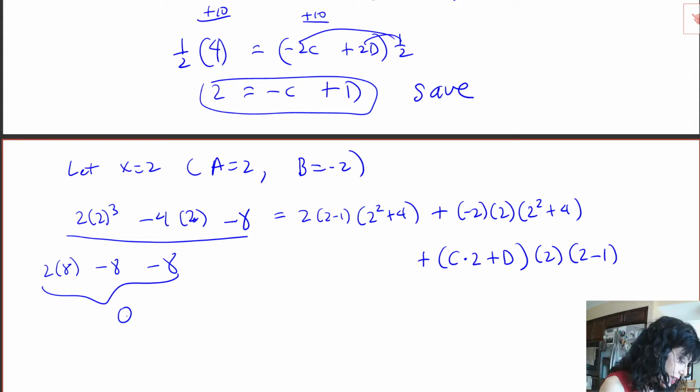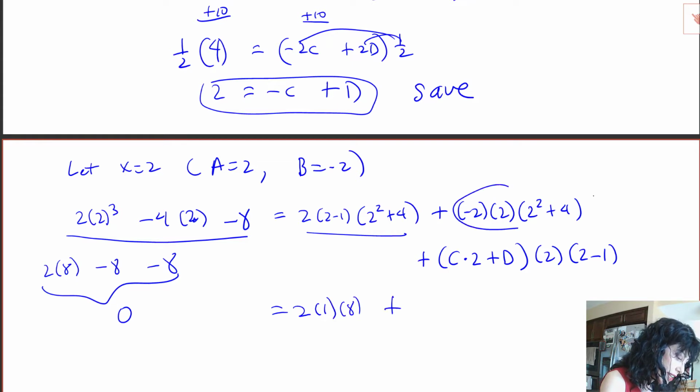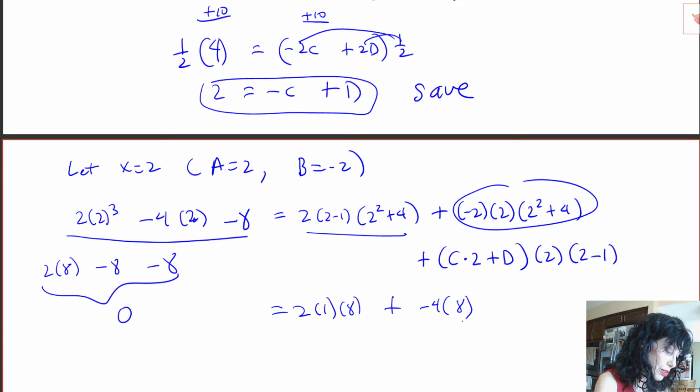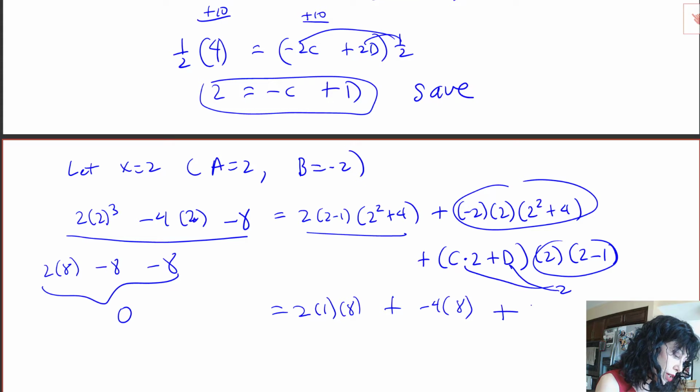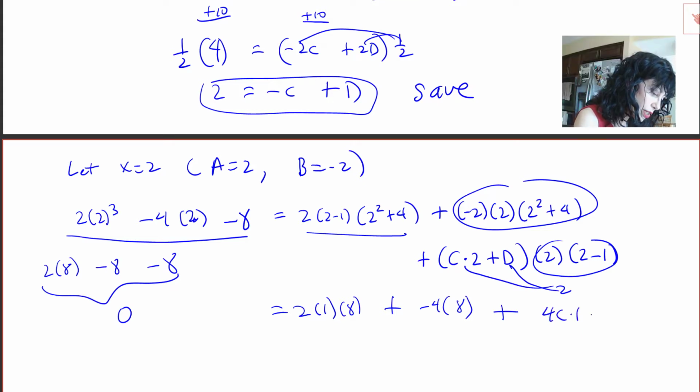Oh, that was easy. And that's equal to, the first term, we're going to have 2 times 1, 2 squared plus 4 is 8, plus the second term here, negative 2 times 2 is negative 4, 2 squared plus 4 is 8. And then over here, let's see, we have 2 times 2 minus 1. That's 2 times 1, which is 2. And let's distribute the 2. So we'll have 2 times 2c, which is 4c plus 2d.